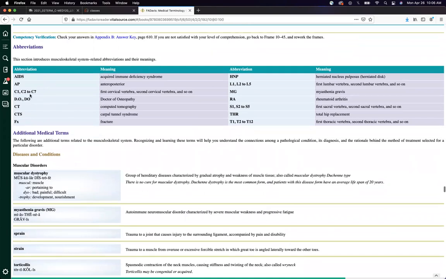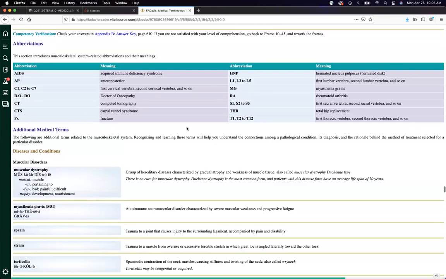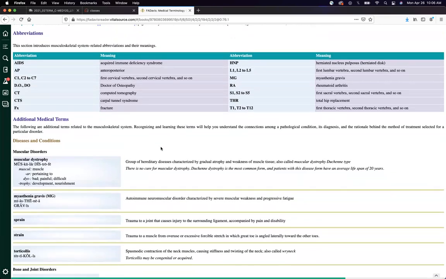Things regarding abbreviations. C1: there are 7 cervical vertebrae, so we label them C1 through C7. There are 5 lumbar, we label them L1 through L5. There are 12 thoracic, we label them T1 through T12. And these could also be designations for the nerves that run accordingly. So when you hear C7, they could be talking about the 7th cervical vertebra in orthopedics, or if it's neurology, they're talking about the 7th cervical nerve.